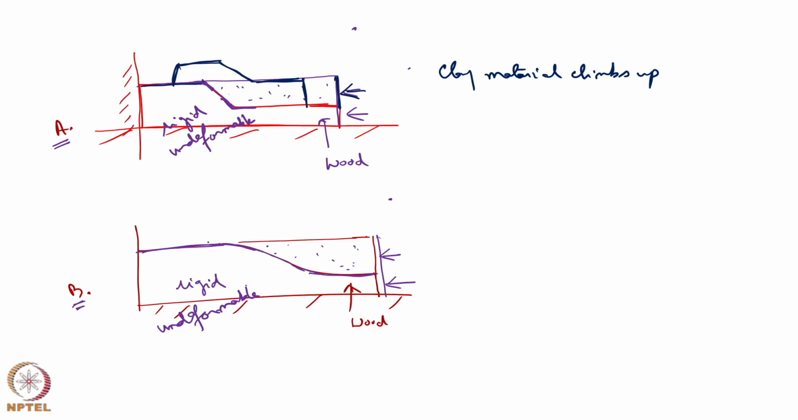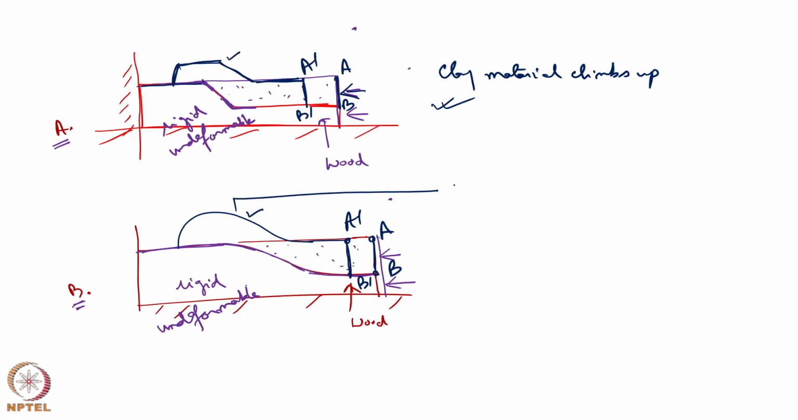Whereas, in case B, here also the clay material climbs up, but the geometry looks different. It can look like this. Line AB has come to A dash B dash. Here also line AB has come to A dash B dash. The difference in the folded geometry in the clay layer is that here it has produced a round hinge antiform, whereas here it has produced a kink fold, which is also an antiform.